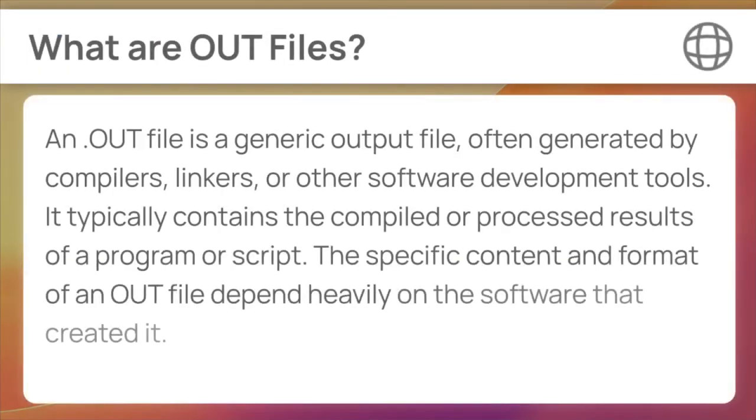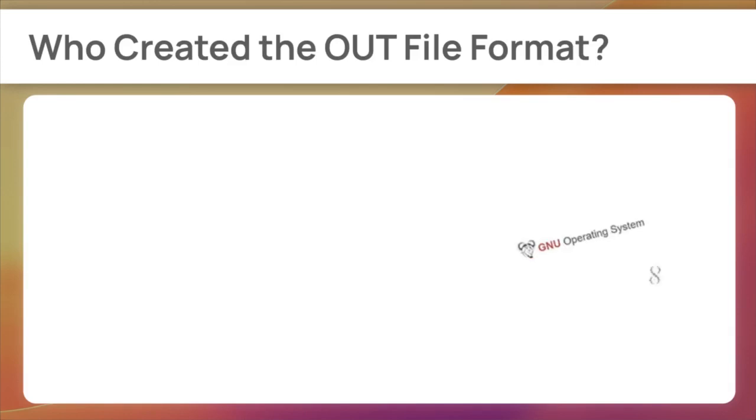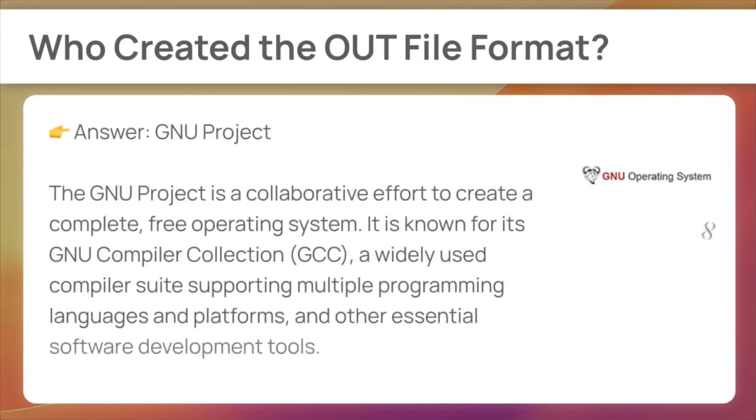An OUT file is a generic output file, often generated by compilers, linkers, or other software development tools. It typically contains the compiled or processed results of a program or script. The specific content and format of an OUT file depend heavily on the software that created it.